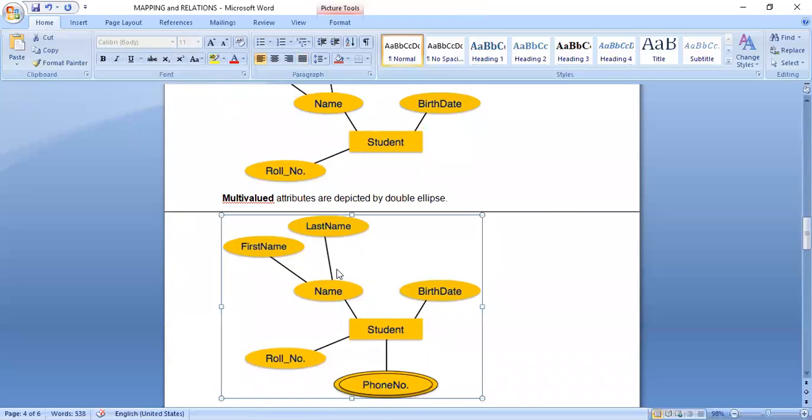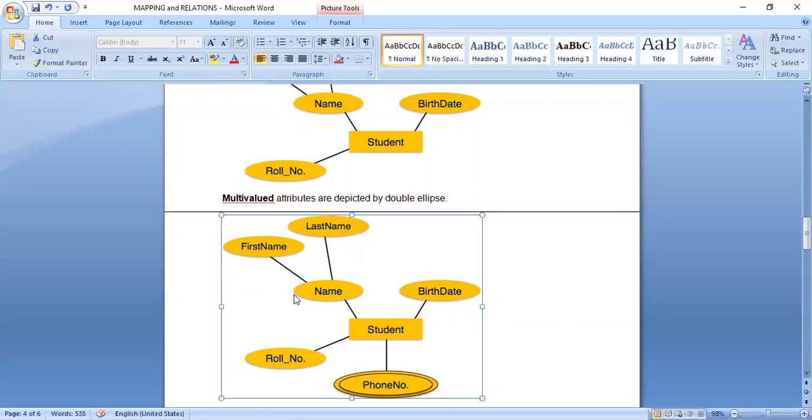Okay. So now, when there are multi-valued attributes, they are depicted by double ellipse. This is used to describe the ER diagram. So for an ER diagram, a single entity that we are describing here will have n number of properties. Those are called attributes, and these properties can be further divided. That particular attribute is said to be a composite attribute.